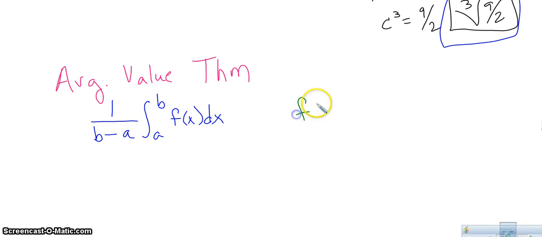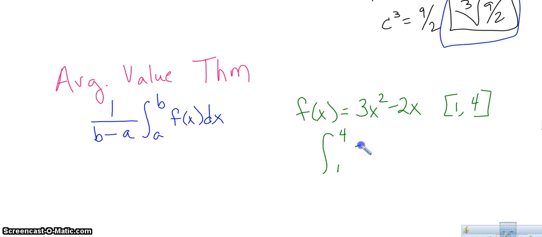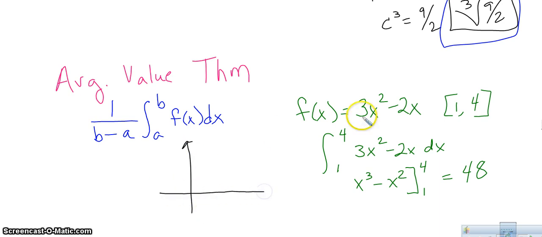So if I have this function, f of x equals 3x squared minus 2x on the interval between 1 and 4, to find the normal area, I would integrate from 1 to 4 of 3x squared minus 2x dx. And when I do that, I get x cubed minus x squared. I integrate that between 1 and 4, and when I do that, I get 48. So I have this function between 1 and 4. At 1 I get 1, and at 4 this function would be at 40, so it's way up here, and it's a parabola that looks like this.